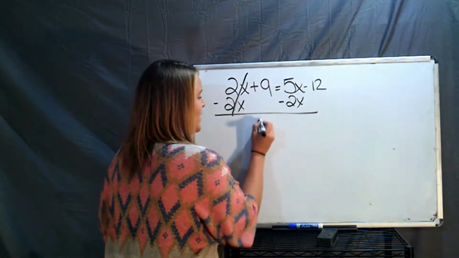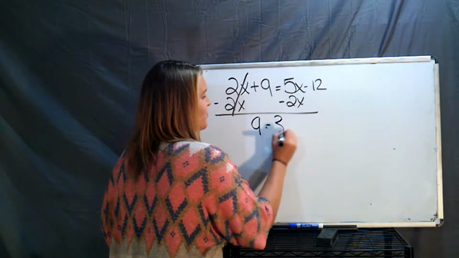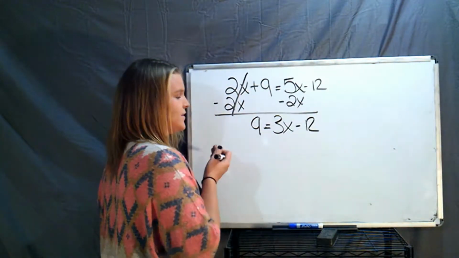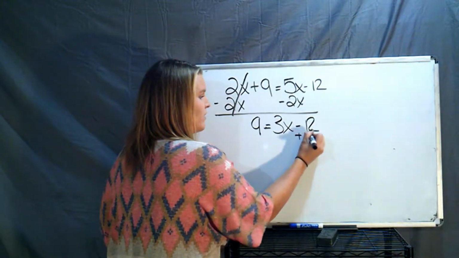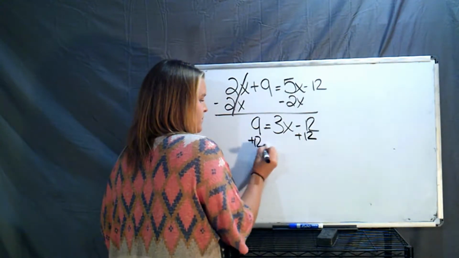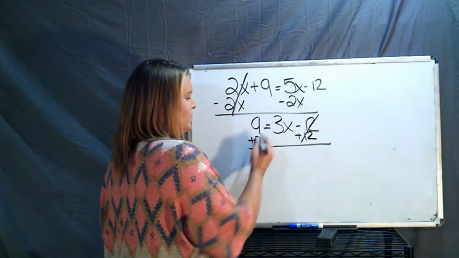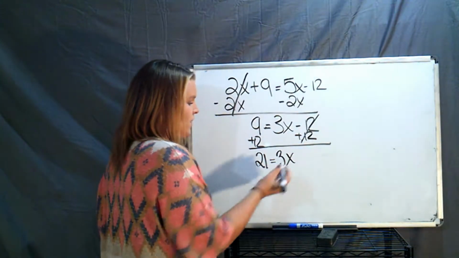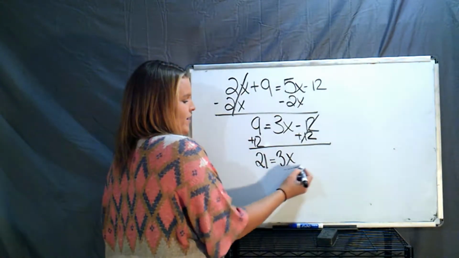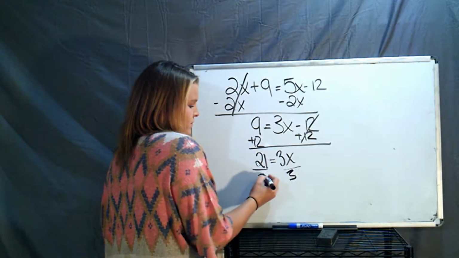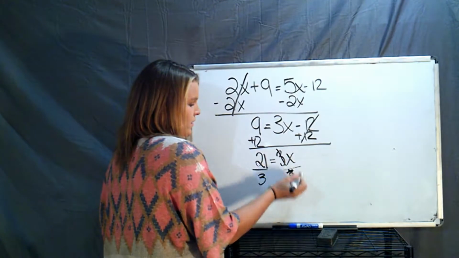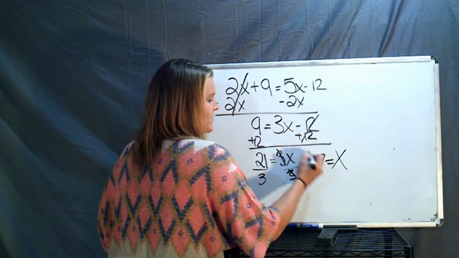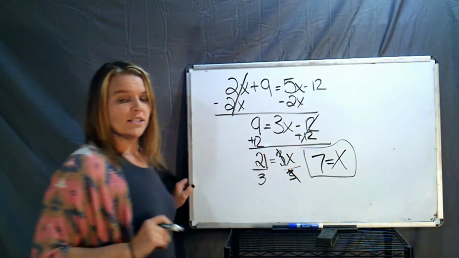So I'm left with a 9 on this side, and that's equal to 3x minus 12. Remember my constants to this side, I'm going to add 12. These will cross out. 21 is equal to 3x. I'm going to divide by 3 so I can isolate my variable. 21 divided by 3, I will have 7 is equal to x. And that is good.